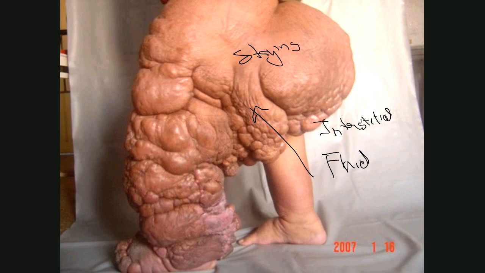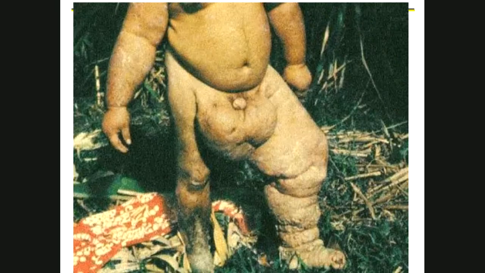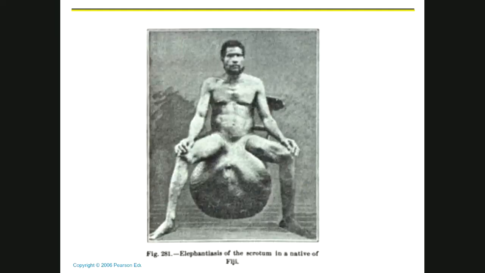And so look at these people. It can happen in the genitalia. It can happen in the arms, the legs. Look at that. That's the man's scrotum. It may sort of look funny and people sort of giggle about it, but think about what his life is like. He probably cannot even walk. Or if he did walk, he would have to use something like a wheelbarrow just to move around.